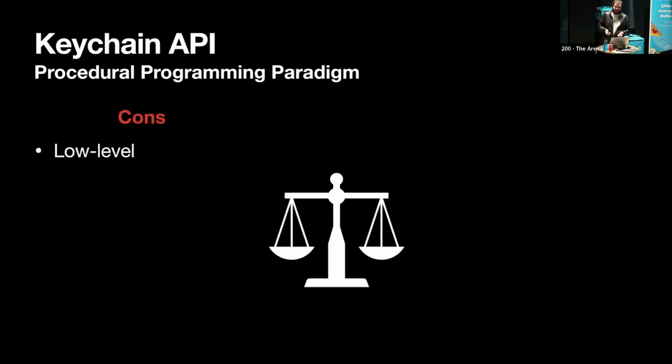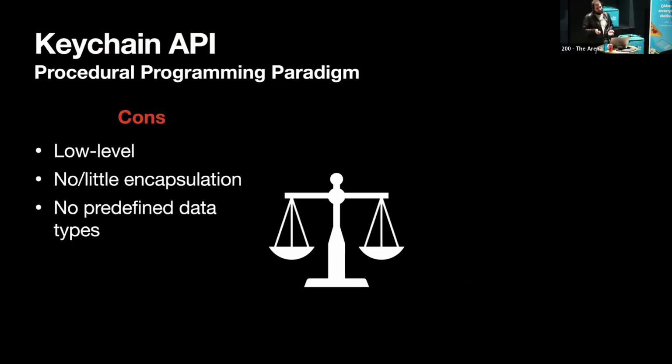It's very low level. There is no encapsulation for different kinds of methods that you would like to add to your data. You pretty much have to write the whole request all out. And there are no predefined data types. As we've seen earlier, there are lots of different dictionaries passed around with keys, but no normal struct or class that you might be familiar with.